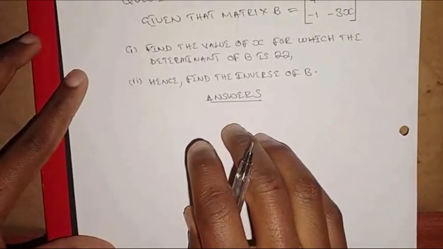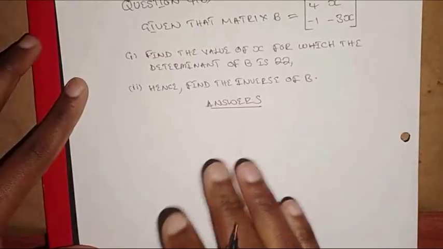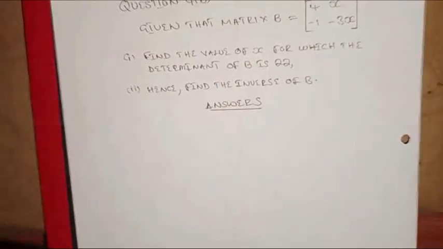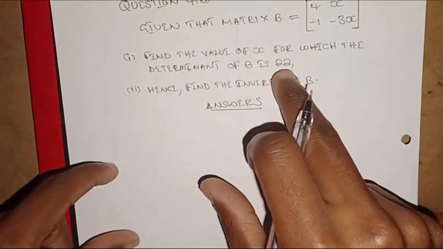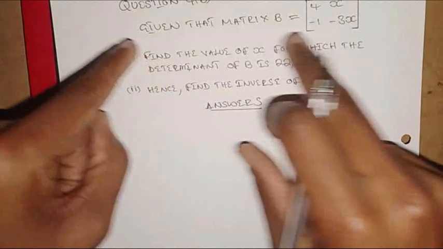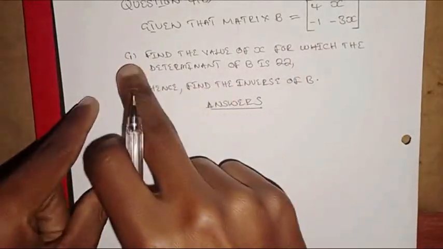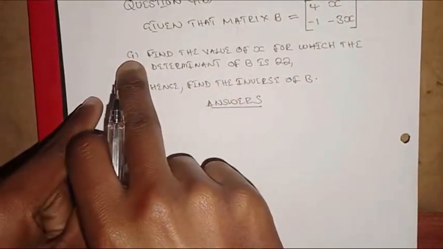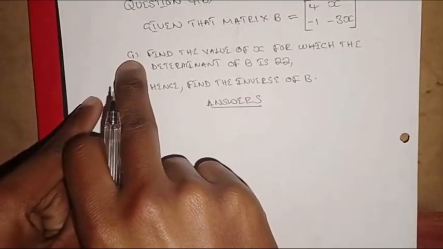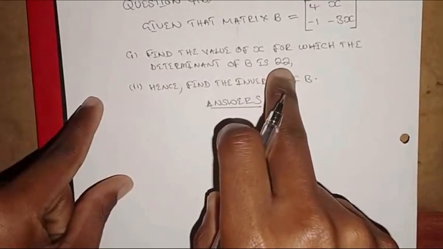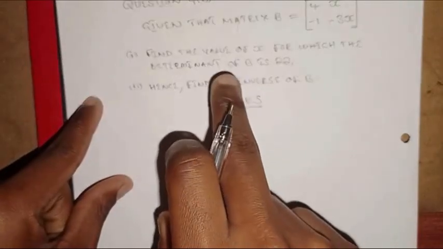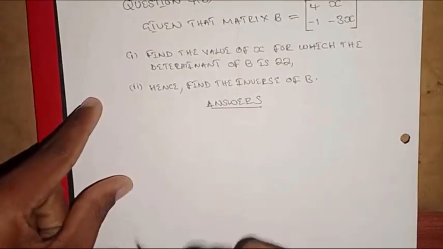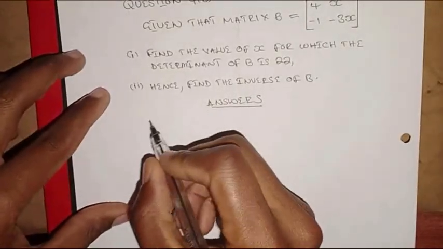Anyway, let us answer the question. So in order for us to find the value of x, we need to first determine how to find the determinant. If you want to answer question number 1, you need to know how to find the determinant. Even though the determinant has been given, we need to know how to find it.